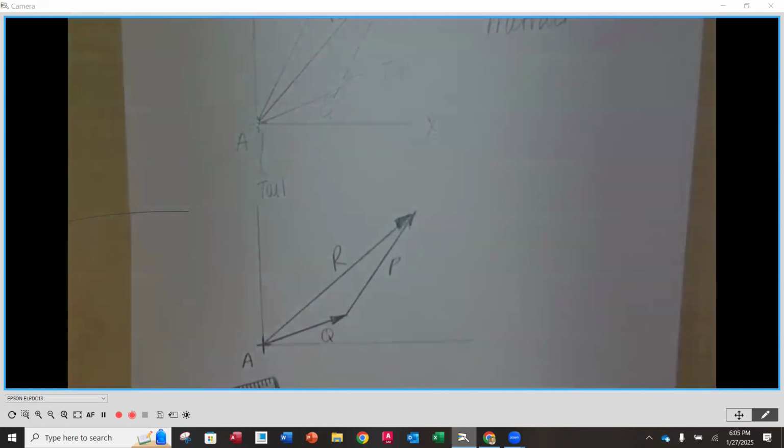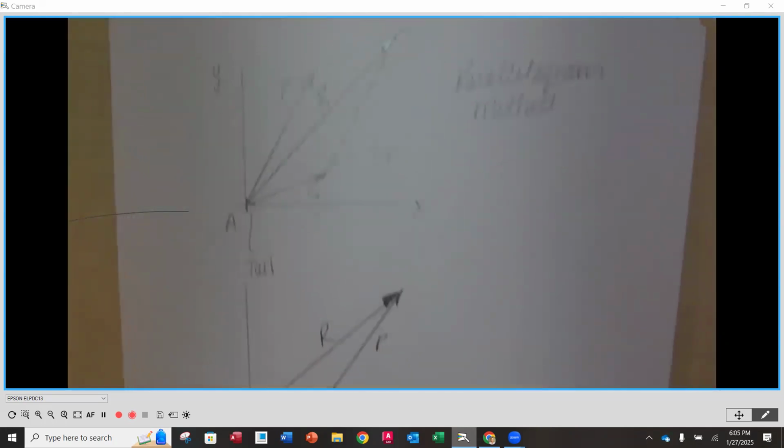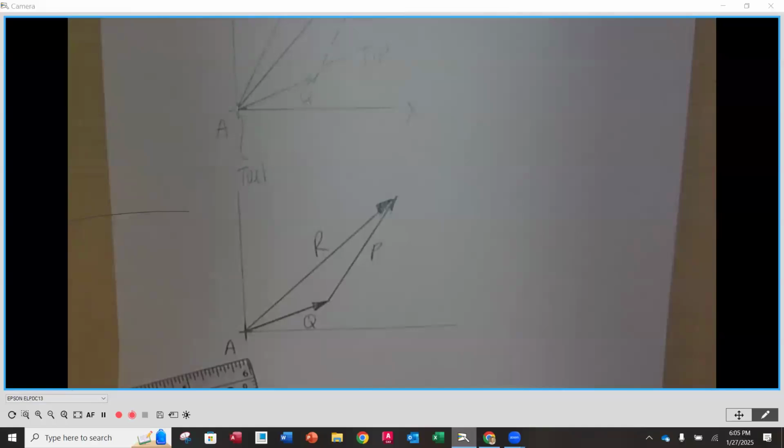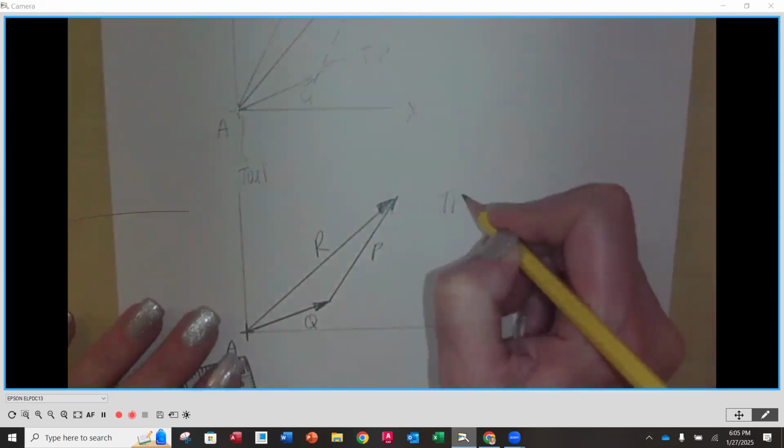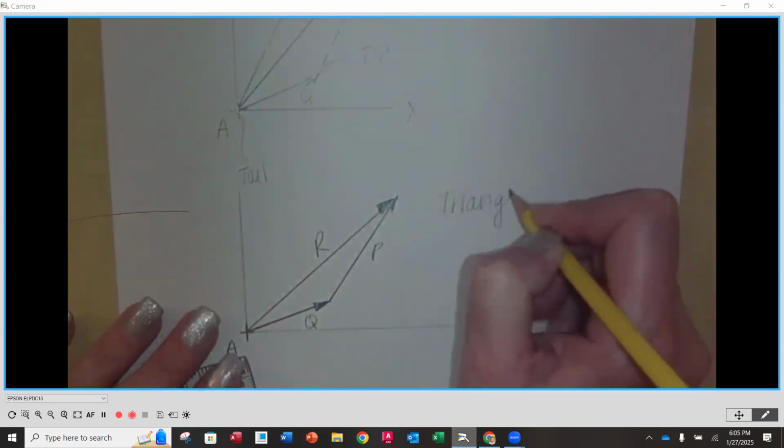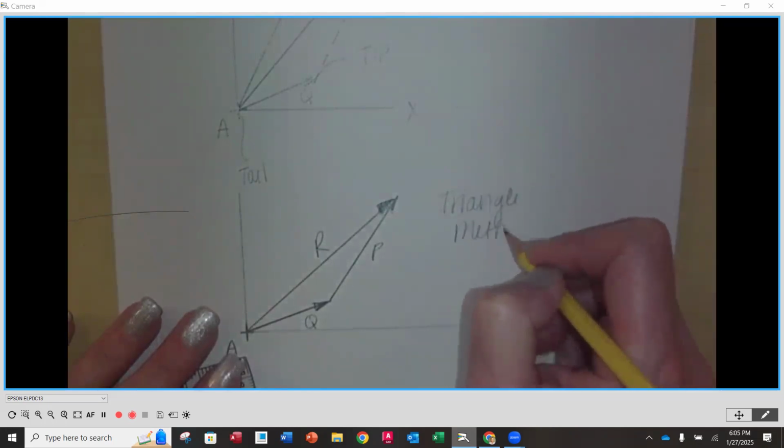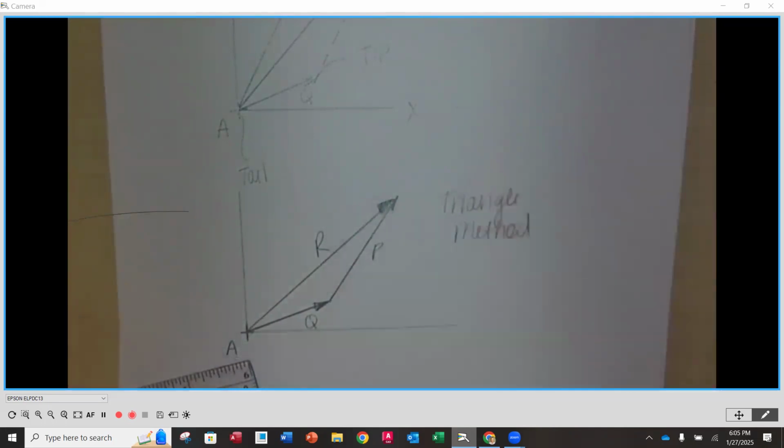There we go. And then you can see, kind of comparing my two here, you would get the very same result. You would get the very same result. All right. Either way, not one is better than the other. It would probably just be a preference at the moment, like which one you would want to do. Okay. So this is called the triangle method. And again, another graphical way of obtaining a resultant.